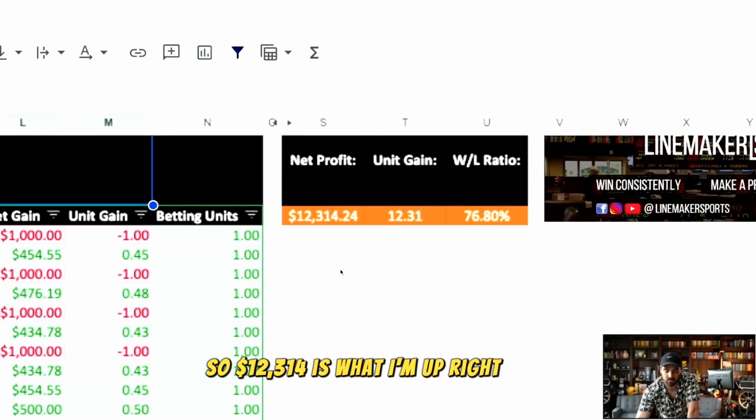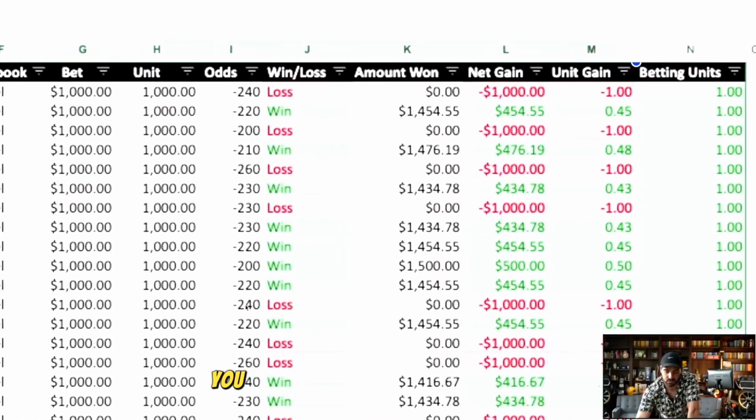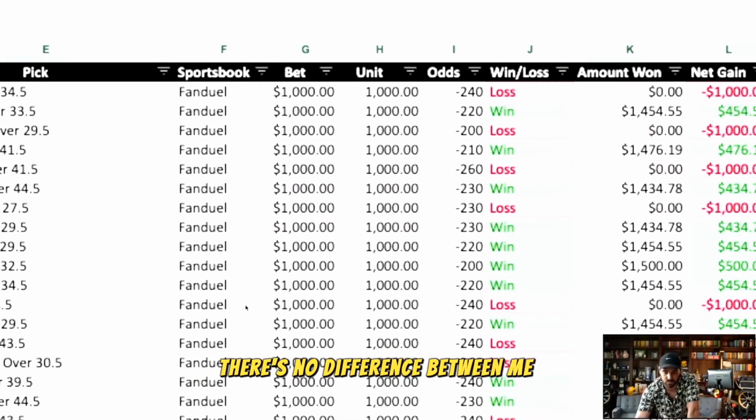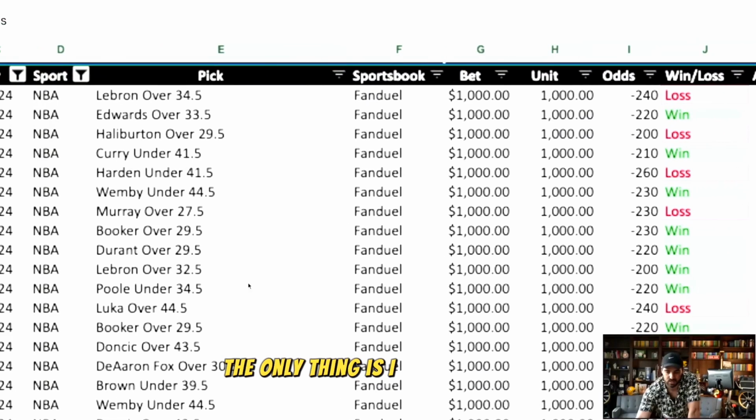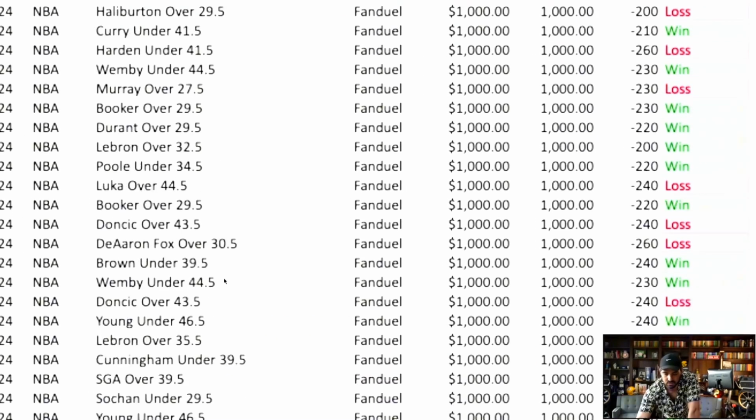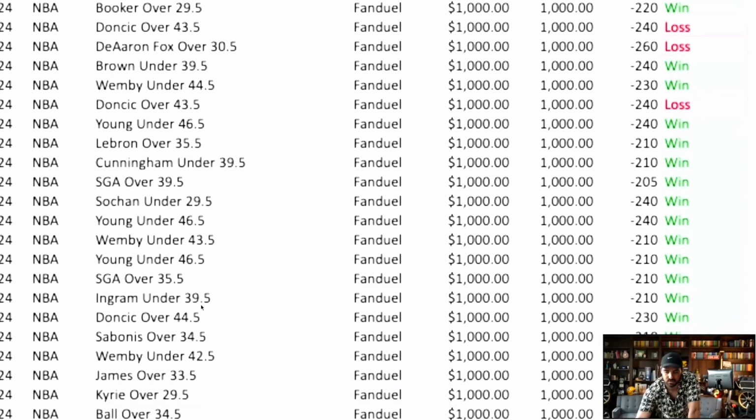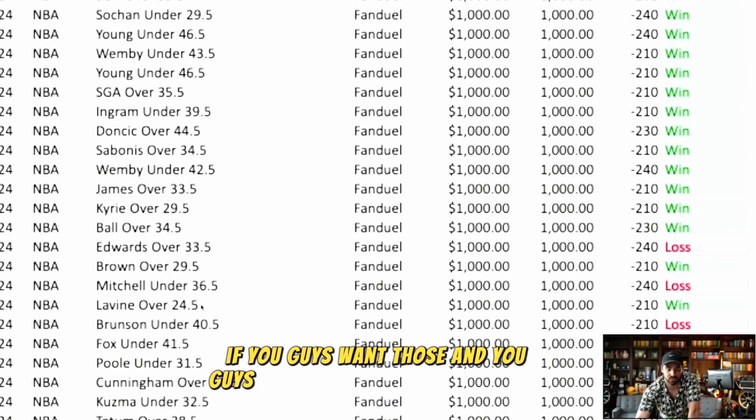$12,314 is what I'm up right now through the NBA season. You could do this exact same thing. There's no difference between me and you. No difference. The only thing is, I know exactly how to find these probabilities, and I know exactly how to find these plays.